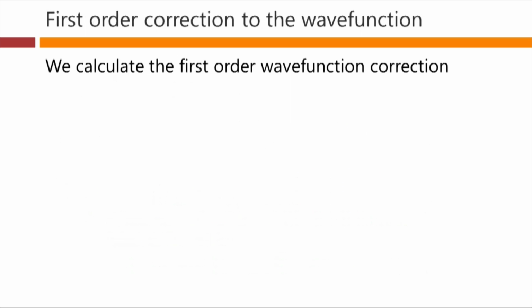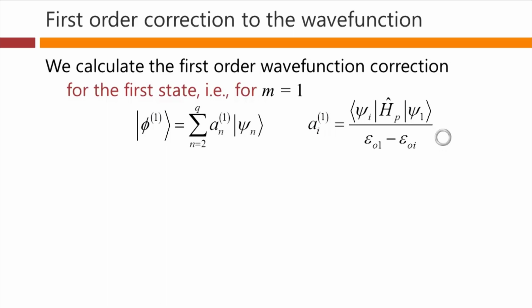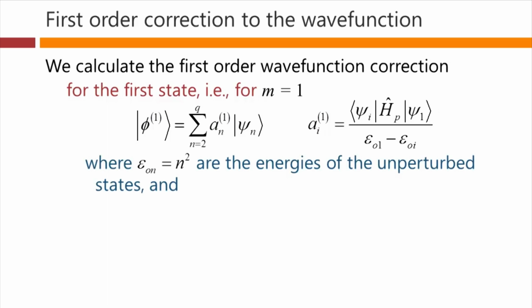So we can proceed to calculate the first-order wave function correction using these matrix elements for the first state. So we're going to choose the perturbations to the first state inside this well. Well, here's our expansion, where these are the formulae for the coefficients. And in our dimensionless units here, these energies, ε_n^0, are just n squared. That's the usual quadratic spacing of the energy levels in an infinitely deep potential well.